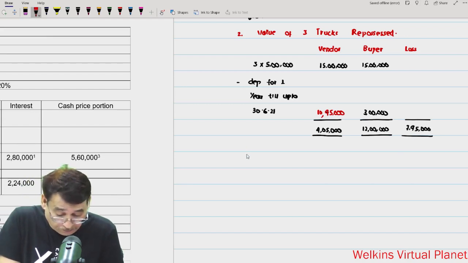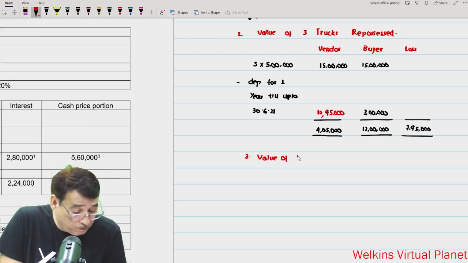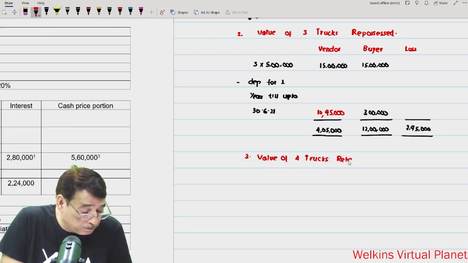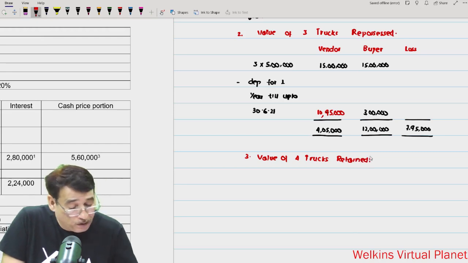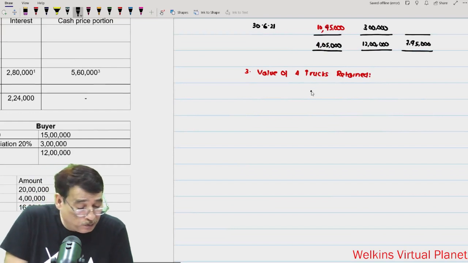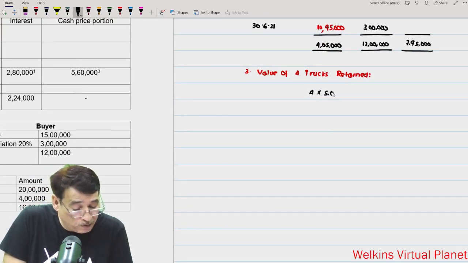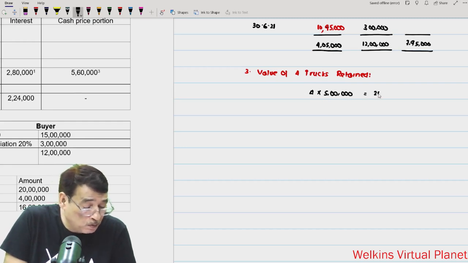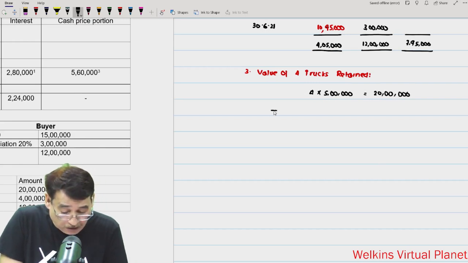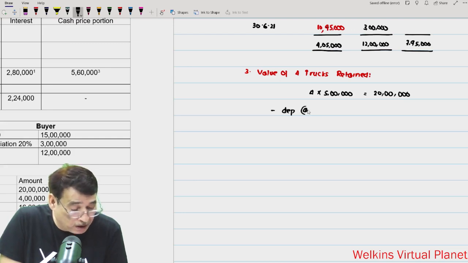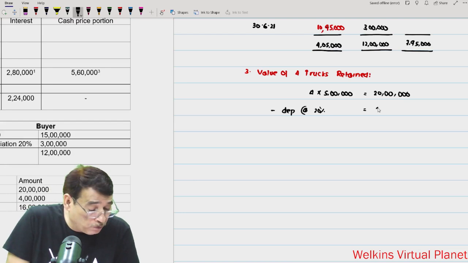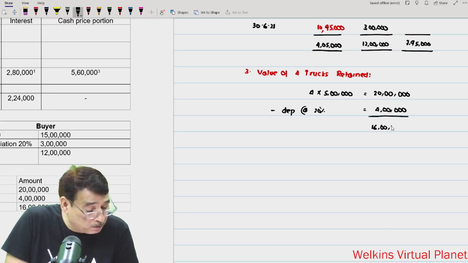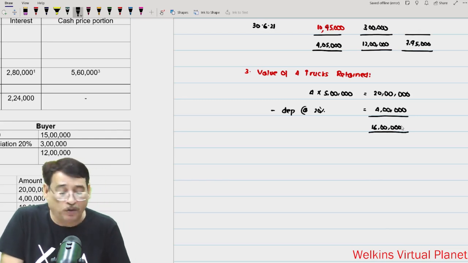Value of four trucks retained. Four trucks have been retained. What is the value? 4 into 5 lakh, that is equal to 20 lakhs. You will charge depreciation for 1 year. Depreciation at the rate of 20%, that is equal to 4 lakh, and then you can get the value that is equal to 16 lakhs. Clear? This is how you are going to do this.